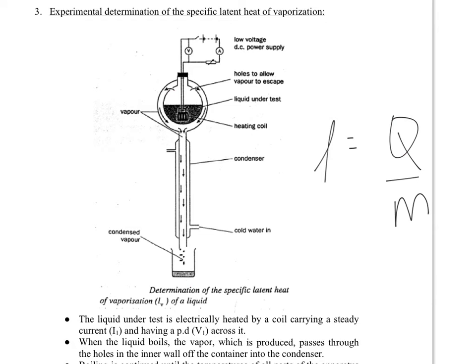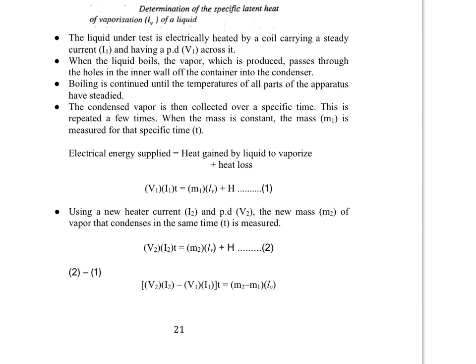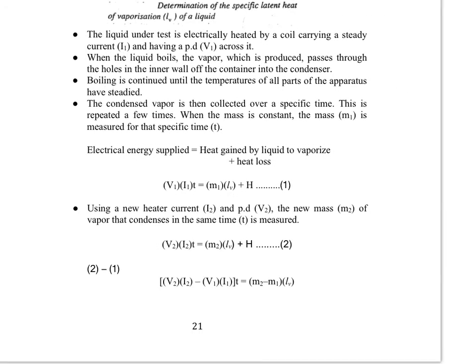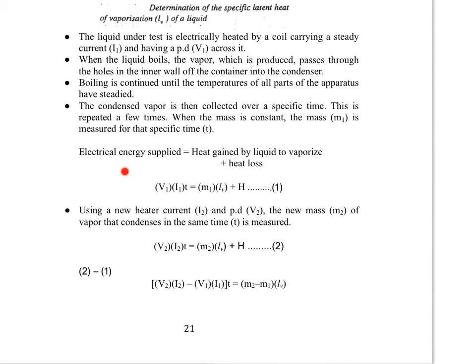So what about the formula? If we look at the formula, the energy supplied by the heater is equal to the heat gained by the liquid to vaporize plus the heat loss. So we have VIt = ml + H.